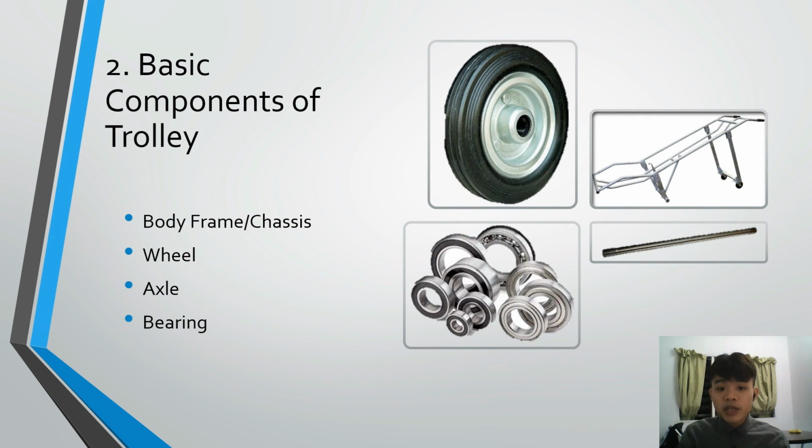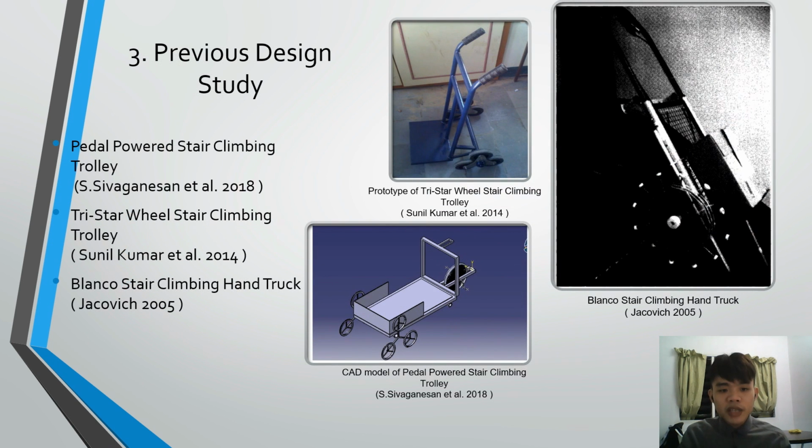Next is the basic components of the trolley. The main components of the trolley are body, frame, chassis, wheel, axle, and bearings. In this study, the specifications and detailed function of each component will be analyzed and studied for the implementation of the design. Next is the previous design study.